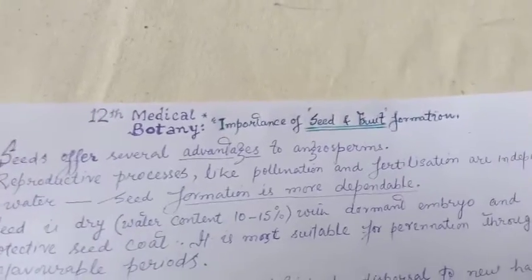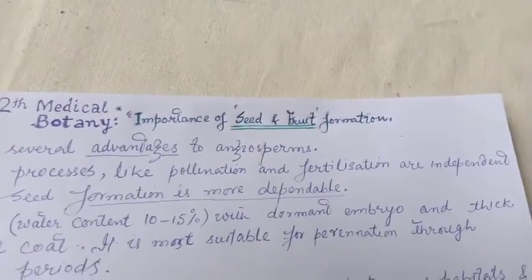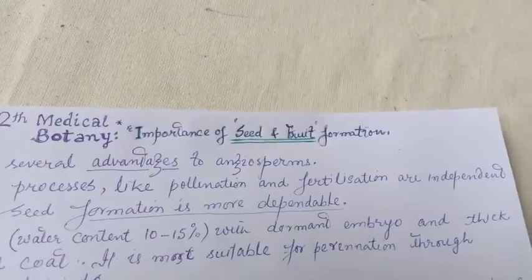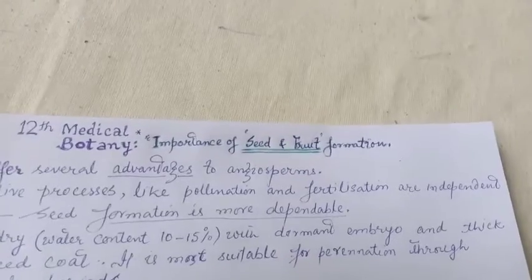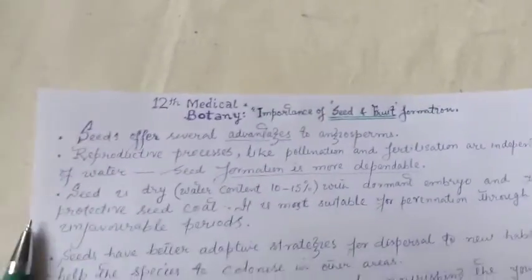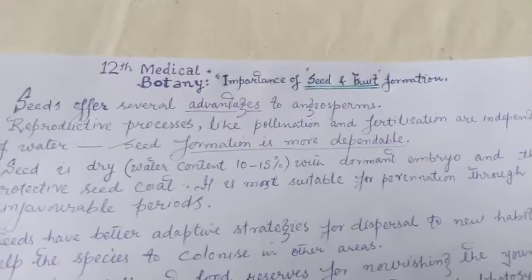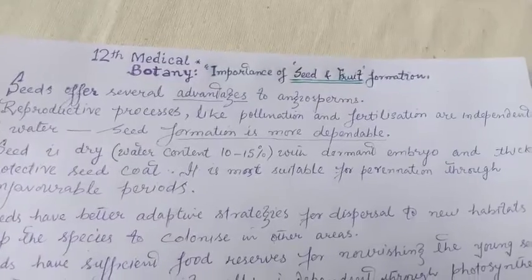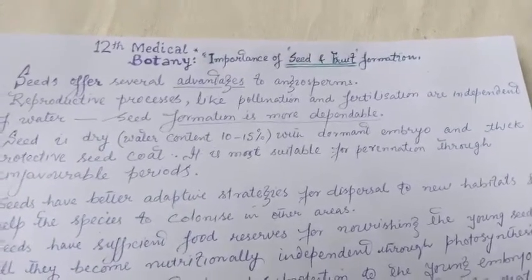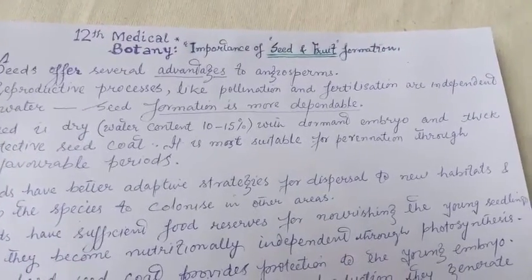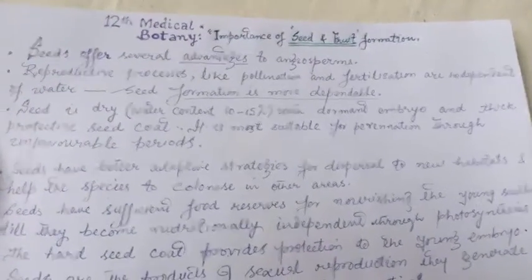In general, pollination and fertilization in seed plants, that is angiosperms, are independent of water, and seed formation is more dependable. A seed is dry, water content is 10 to 15%, with a dormant embryo and thick protective seed coat. It is most suitable for surviving through unfavorable periods.